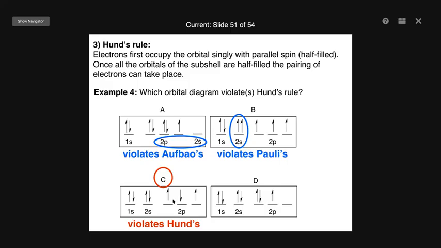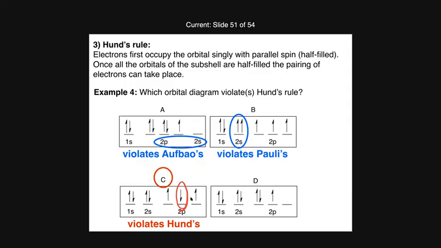The reason for that is because you need to fill them singly in the orbitals with the same parallel spin first. So this is the one that is not in the same parallel spin. So you actually have to flip that. If you flip this, the diagram should be correct. Since it's in the opposite spin, this is the incorrect one.